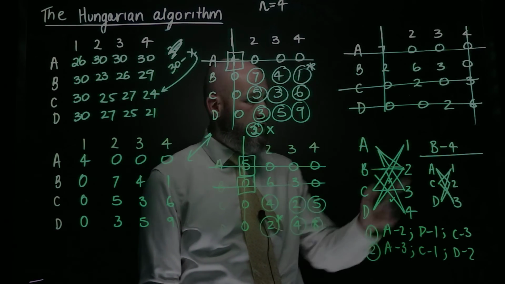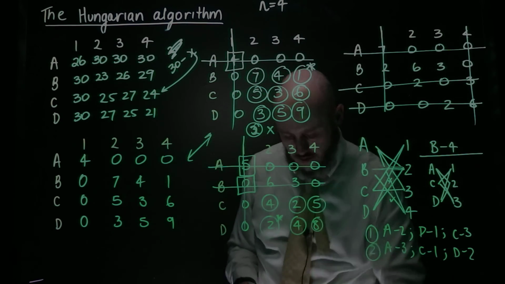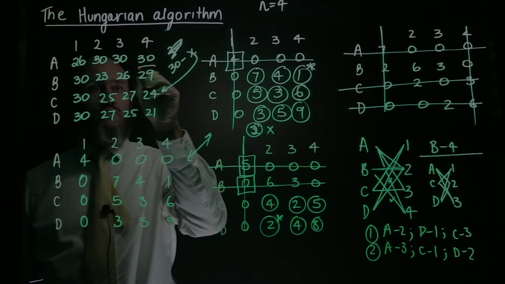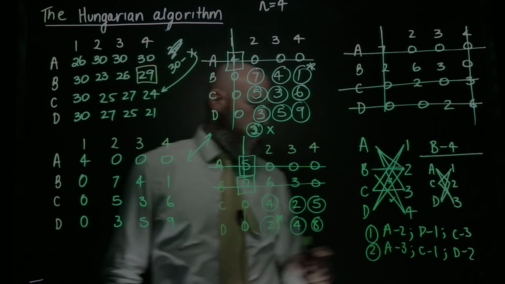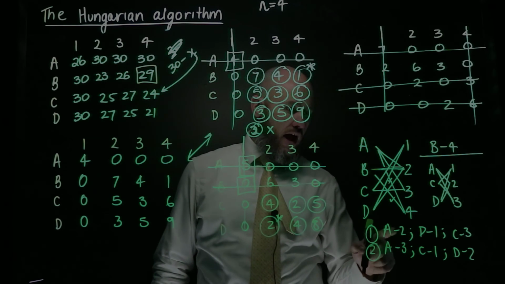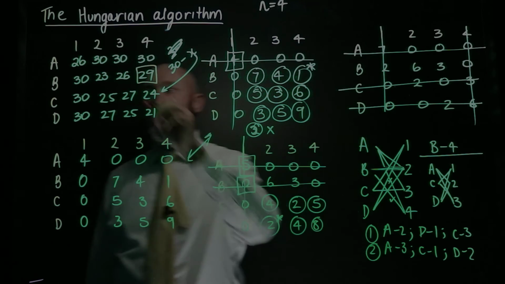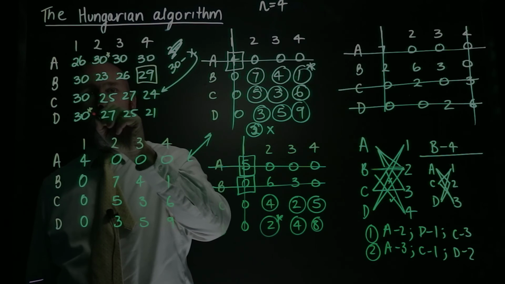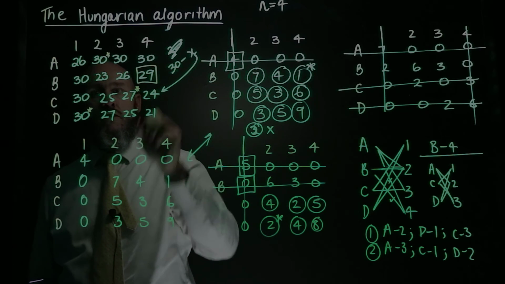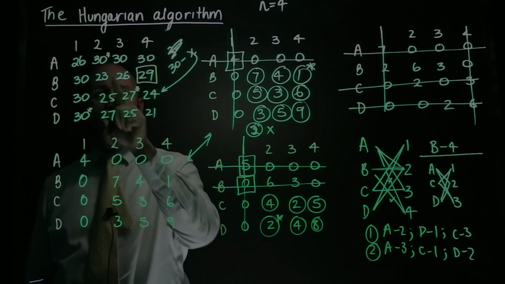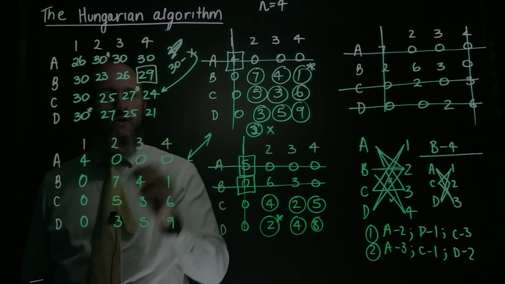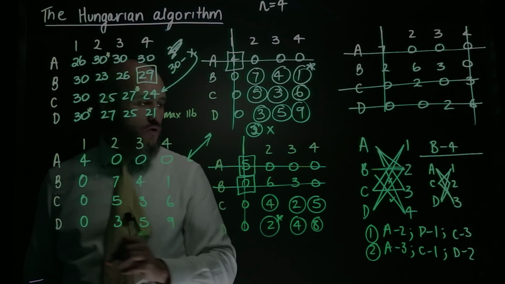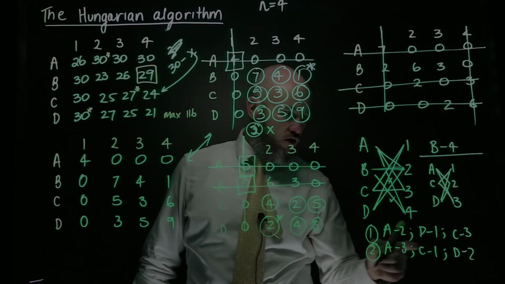And in terms of maximising, B has to be 4. So I'll come over here with my orange one. B has to be 4. So B is definitely there. But then I've got 2 options. Either A is 2, D is 1, and C is 3, which gives me 30 plus 30 plus 27 plus 29, which is max 116. Or the other option is 3, 1, 2.